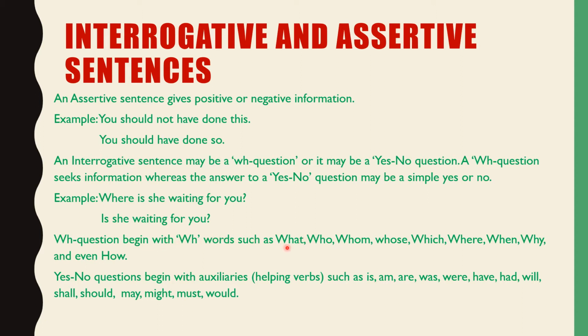What are the WH words? What, who, whom, whose, which, where, when, why, and even how. How is also a WH word. Yes/no questions begin with auxiliaries. What are auxiliaries? They are also called helping verbs: is, am, are, was, were, have, had, will, shall, should, may, might, must, and would. These are all auxiliaries or helping verbs.